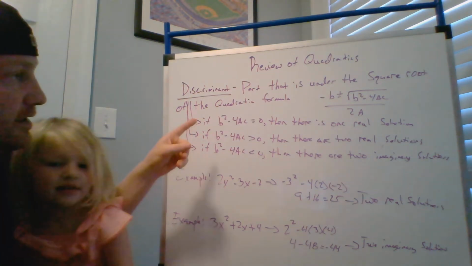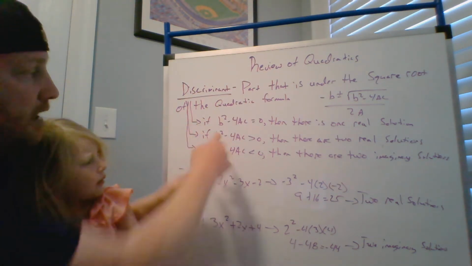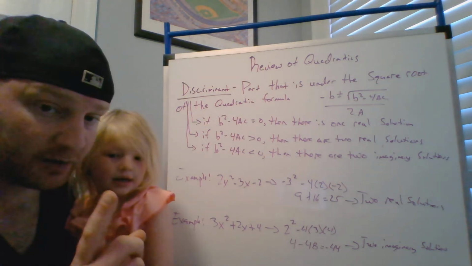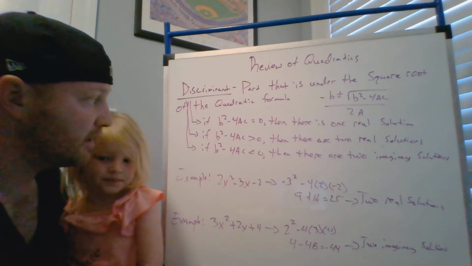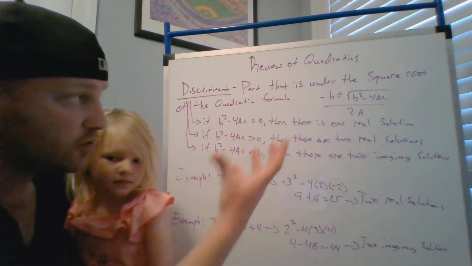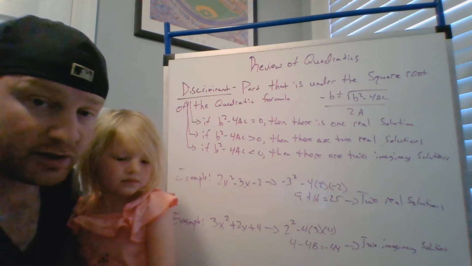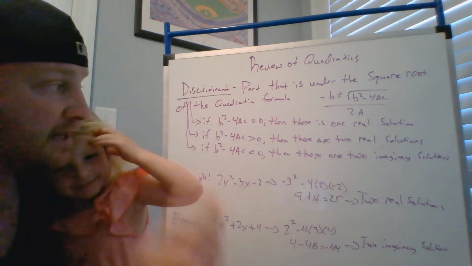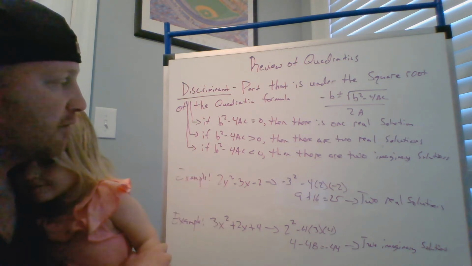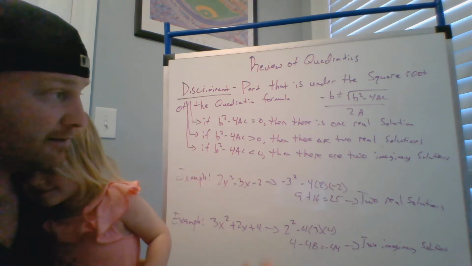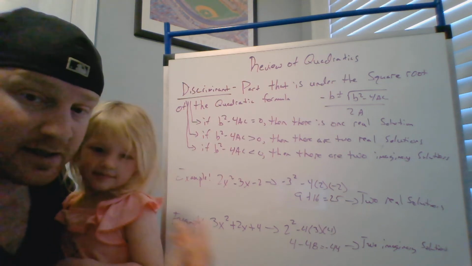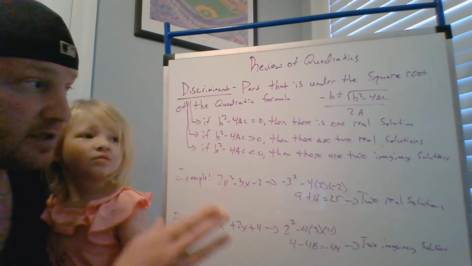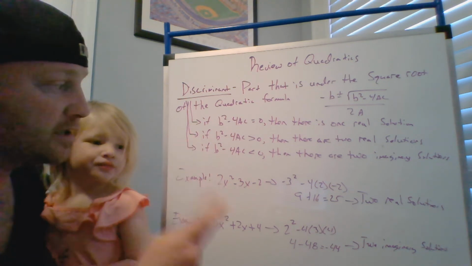What this means is when b squared minus 4ac equals 0, then there is only one real solution. If b squared minus 4ac is greater than 0, what's under the square root, that means we're going to have two real solutions. We don't know what they are necessarily, but we know there's going to be two real solutions. And if b squared minus 4ac is less than 0, then we're going to have two imaginary solutions because there's going to be a negative under the radical, and there's no such true number in our number system that will allow for that. So we call those two imaginary solutions.